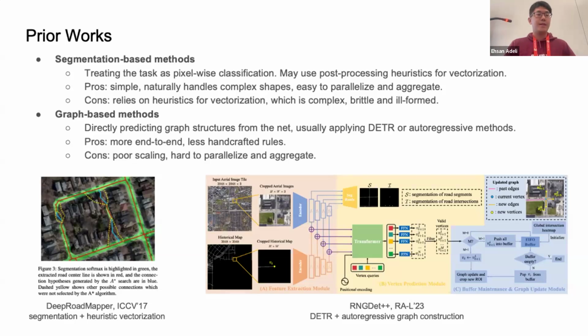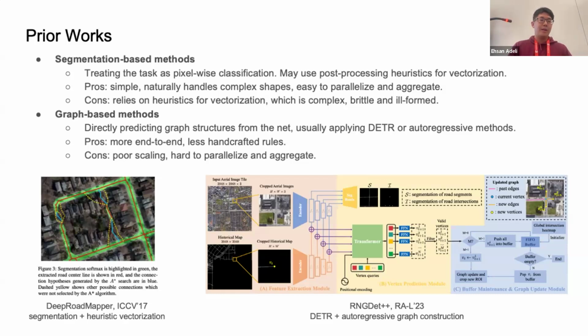The other category is actually called graph-based methods. So this type directly predicts the graph structures from the network. They usually apply techniques like the transformer for object detection called DETR, and also autoregressive methods to iteratively construct the graph incrementally. So the pro of this type of method is that they are somewhat more end-to-end. There are fewer handcrafted rules to help you get what you want.